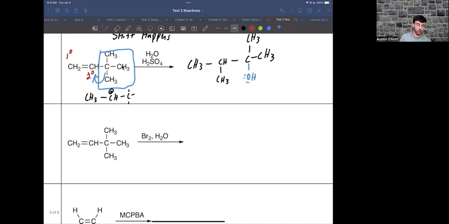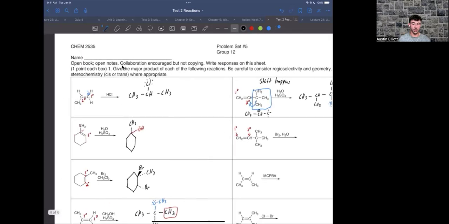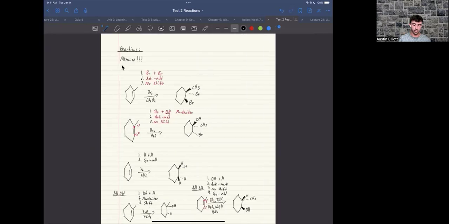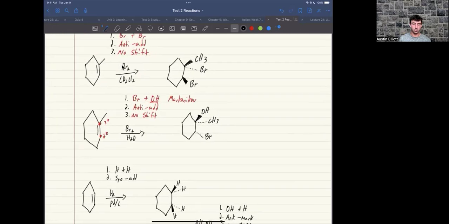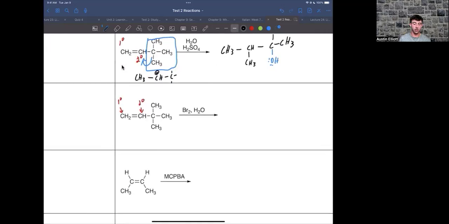So with this one, we have carbons here and here. We have 1 prime and 2 prime. And for this one, if we go back to our notes over here, it's Markovnikov, anti-addition, and there's no shift. So even though it has the ability to shift if there's a carbocation intermediate on this one, there is no carbocation because of the reagents that we have here. So no carbocation, no shift. Just try to remember that when you're doing these types of problems.